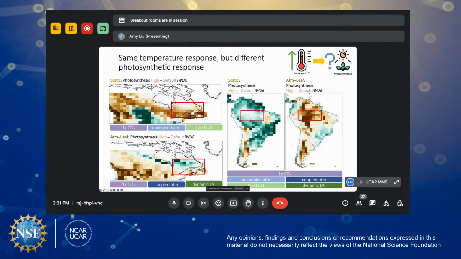But in both regions, we have the same temperature response. So in both regions, we saw an increase in temperature, but we have different photosynthetic responses. So why is that the case?